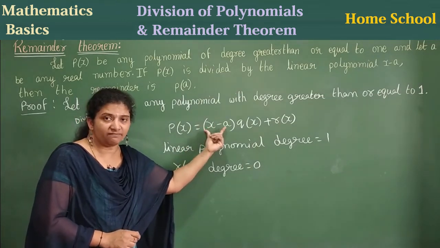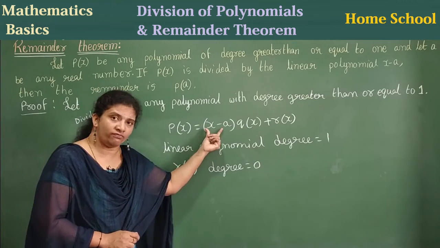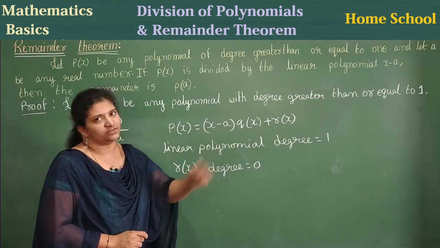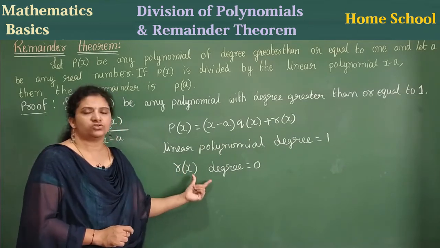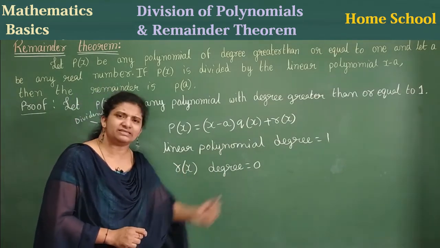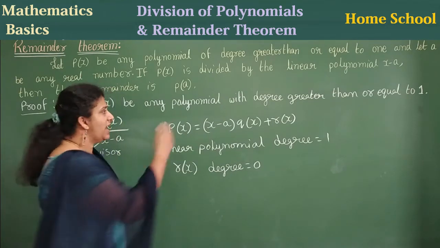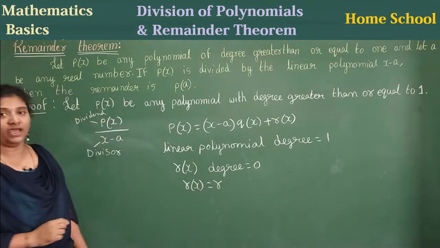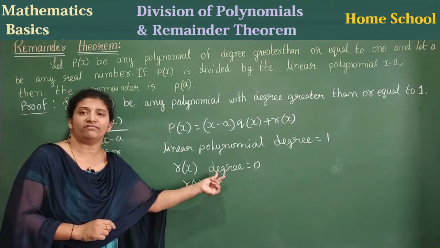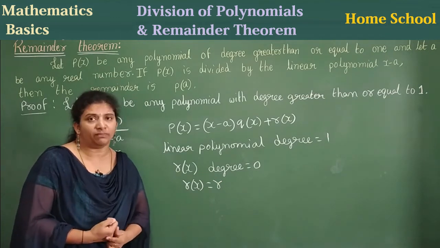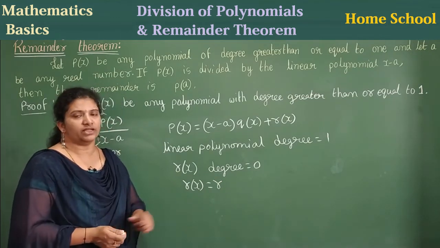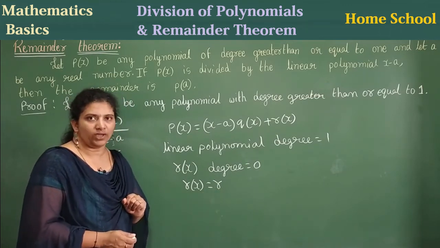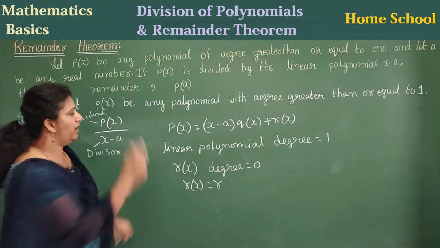Okay, this is a divisor. I may call it g of x also. The remainder degree is always less than g of x. So now what I can say here, degree 0. Degree 0 means I may write r of x is equal to r. Why? It is degree 0. Degree 0 means it will be a constant polynomial. Instead of a constant polynomial, I will write r. Okay? So now replace this with the given.